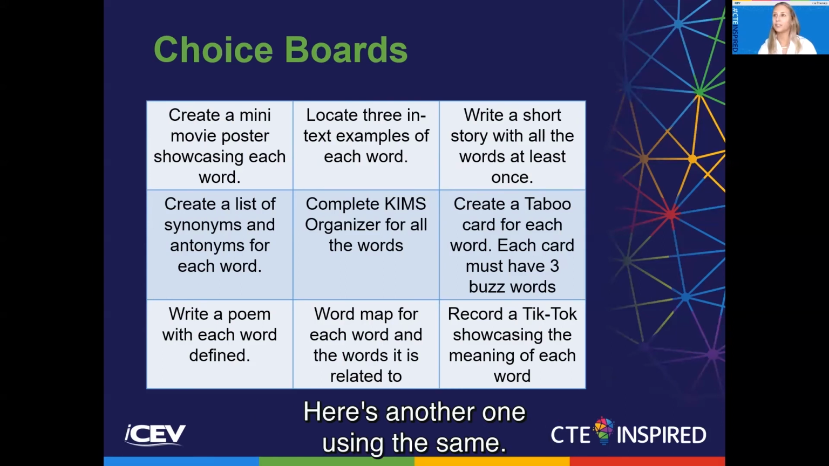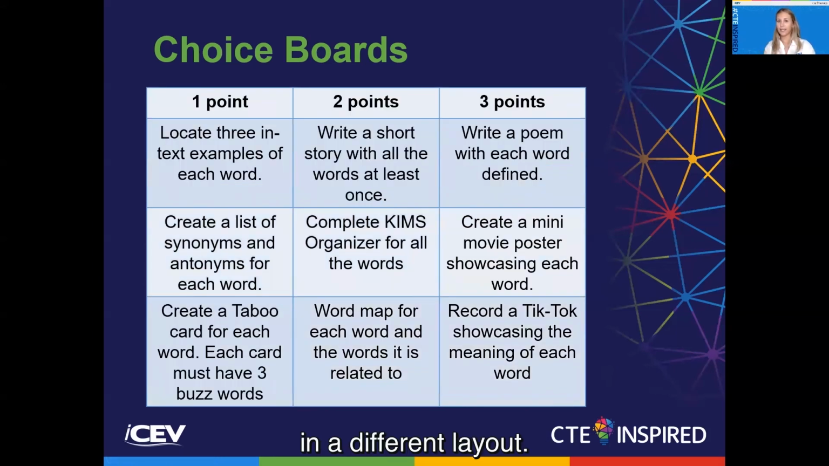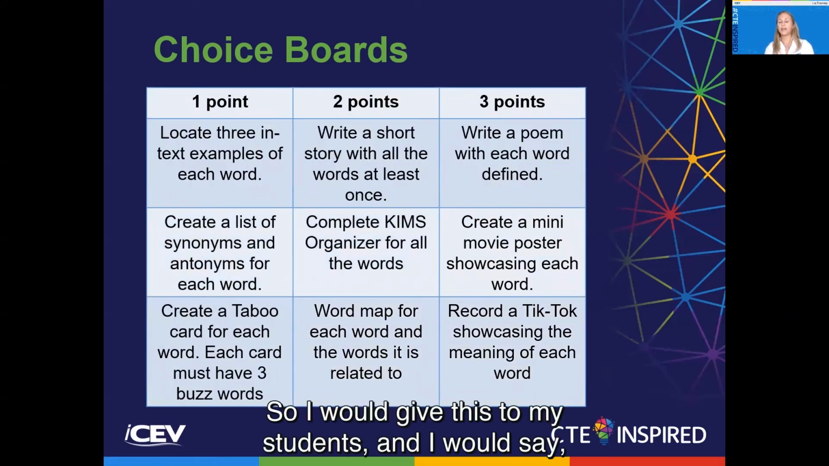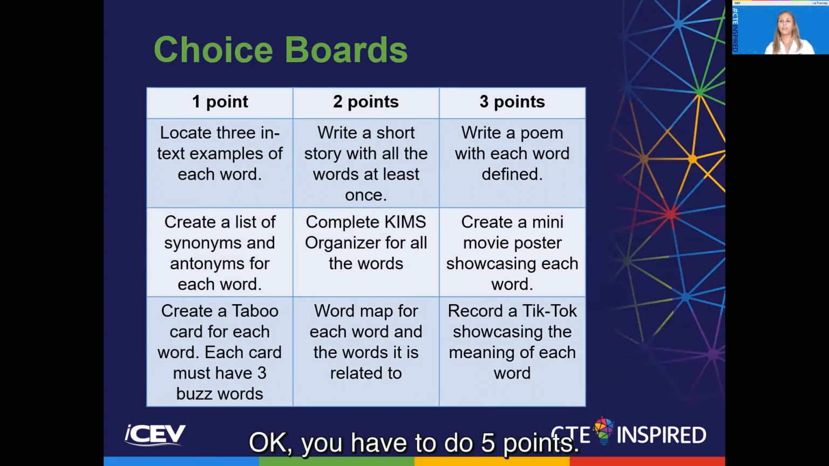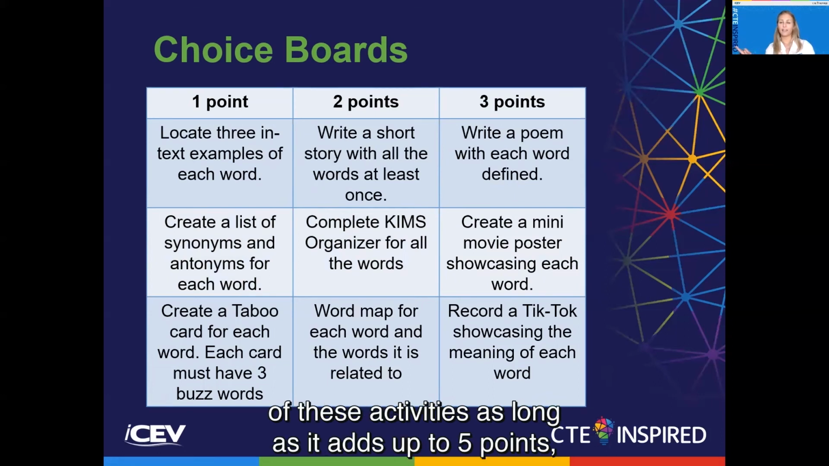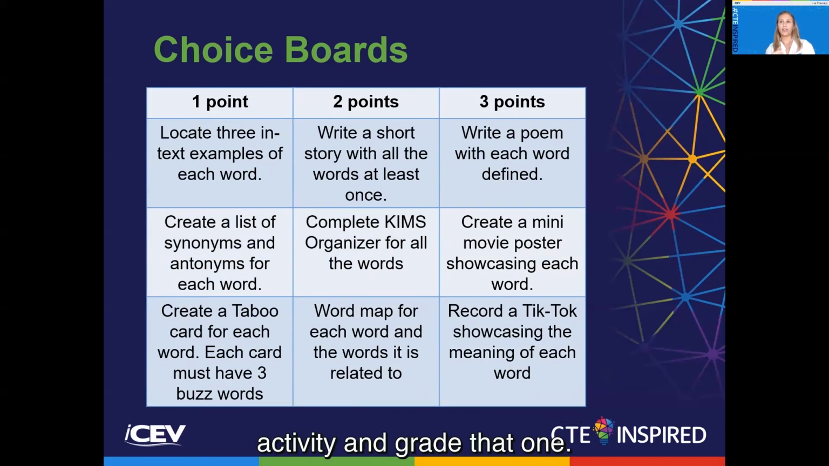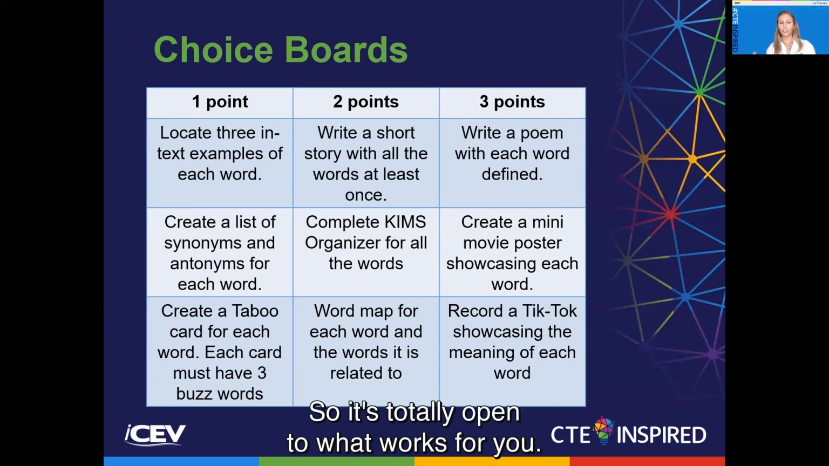Here's another one. I took the same options and I put them just in a different layout. So I would give this to my students and I would say, okay, you have to do 5 points. They have the option to do any combination of these activities as long as it adds up to 5 points. And then I would usually just pick the more challenging activity and grade that one. So it's totally open to what works for you.